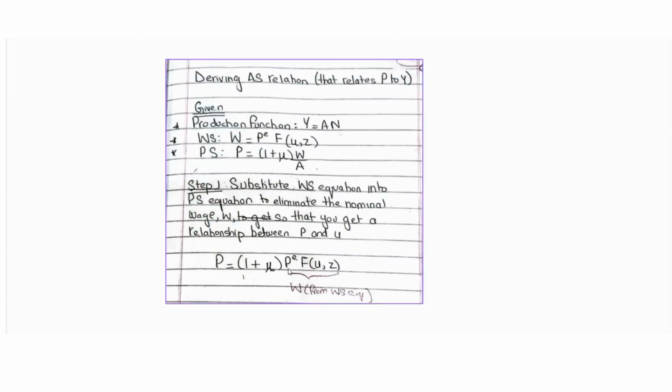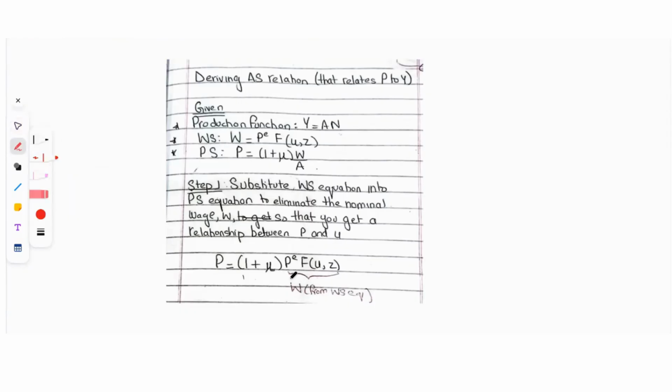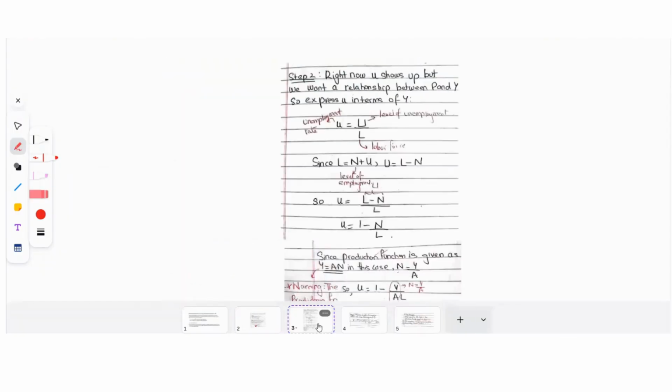Oh, sorry, we forgot an A here. There should have been an A in the denominator here. So P = (1 + μ)W/A, right? So we forgot an A here. We can just add it over here. So let's just write the A here. Right, so here what we're doing is we're substituting the W over here. So this becomes (1 + μ)/A times W, which is P^e F(u, z) from the WS equation.